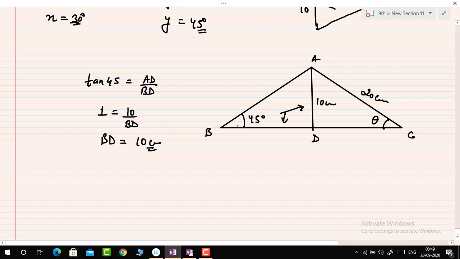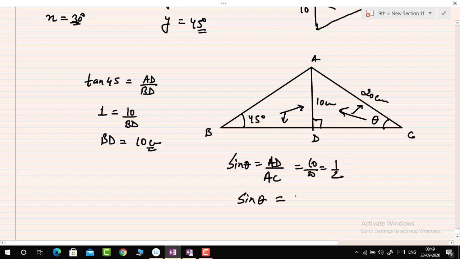Now we have to find the angle theta. So for theta angle, the perpendicular is given and this is opposite of 90, that is hypotenuse given. So we can write sine theta is perpendicular upon hypotenuse, that is AD upon AC, that is 10 upon 20, 1 upon 2. So sine theta equals to sine 30. We know sine 30 is 1 by 2. So theta is 30 degree.